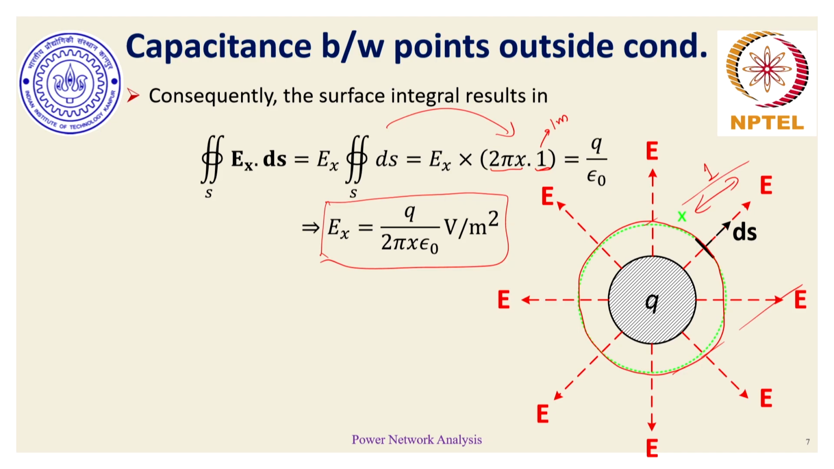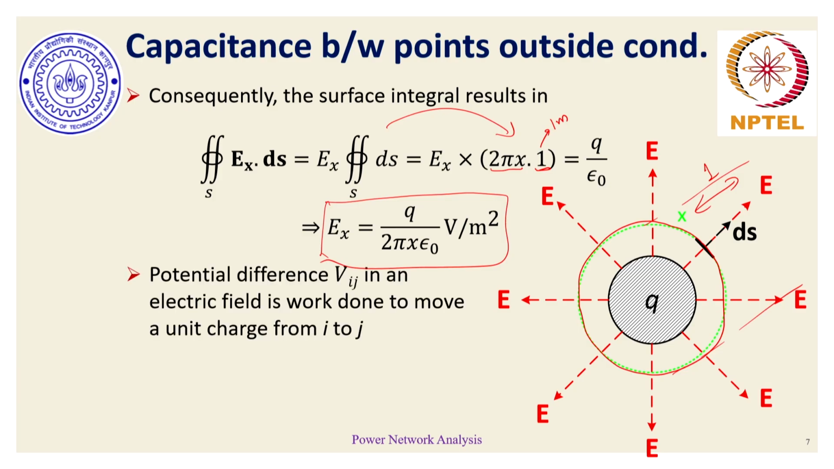Once we know this electric field intensity at the surface of radius x, then we can also understand what the potential would be that we are trying to find, because once we know the potential, C is equal to Q by V. So once we know the potential, we can also find the value of C, which exists because of this capacitor, because of this charge Q.